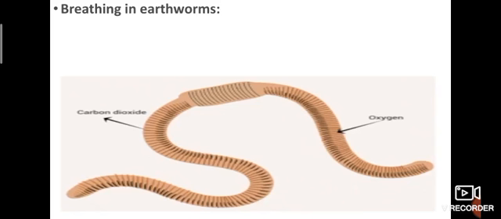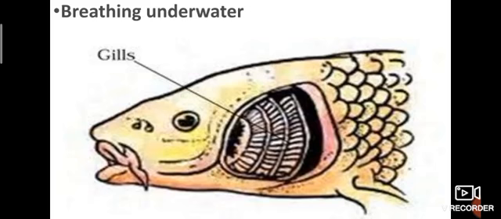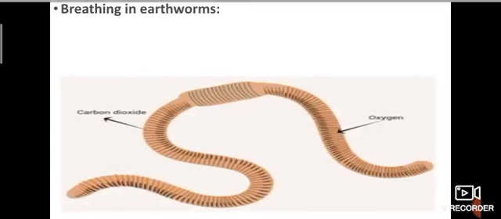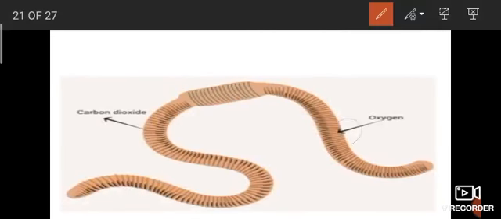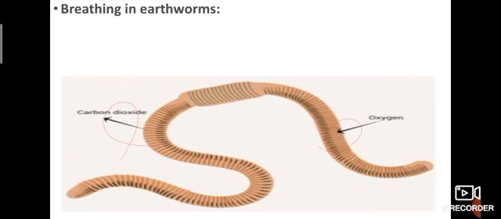See this? Oxygen enters here and carbon dioxide is released here. Okay, that is the respiratory system of the earthworm. Likewise, the frog contains lungs too. The frog also carries out this process through the skin.